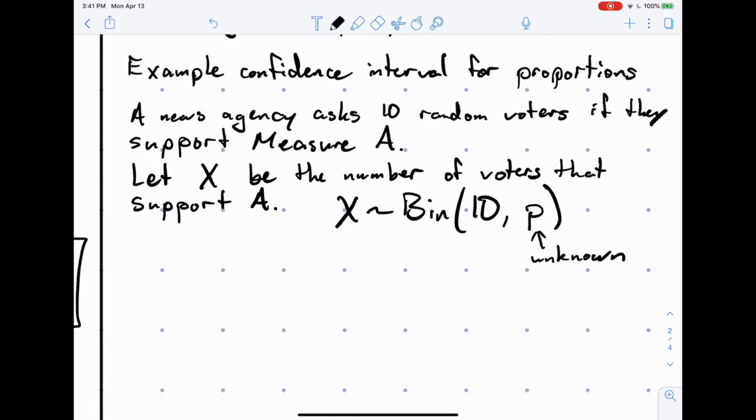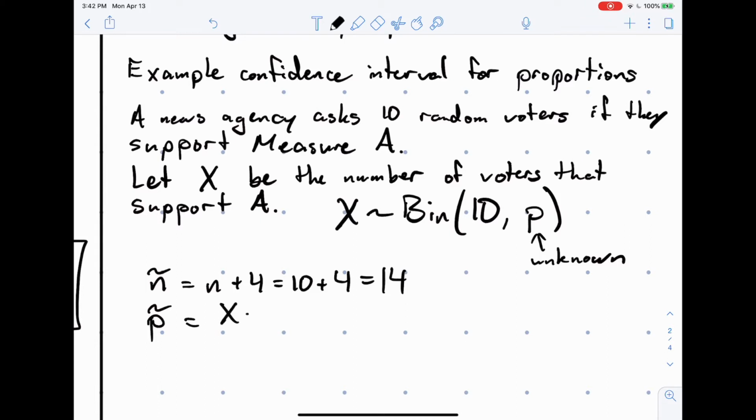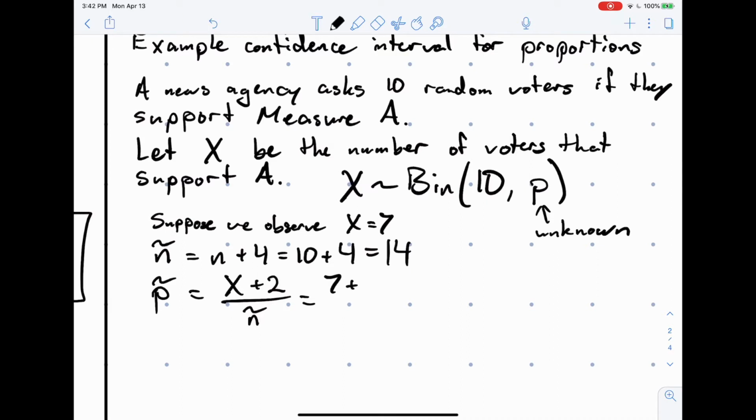So applying the Agresti-Coull method, we take n tilde equal to n plus 4, equal to 10 plus 4, which is equal to 14. We take p tilde equal to x plus 2 divided by n tilde. Suppose we observe x equals 7, 7 out of 10 support it. Then we have 7 plus 2 over n tilde, which is 14, so 9 over 14.